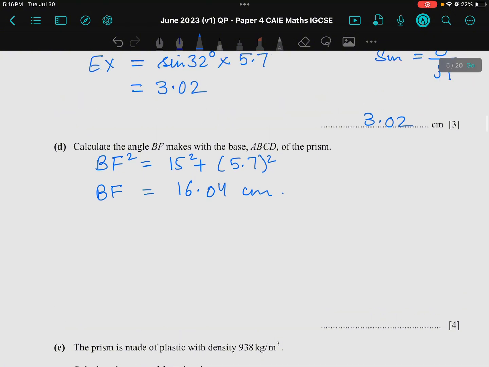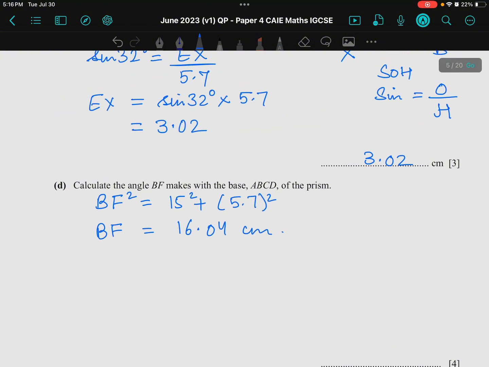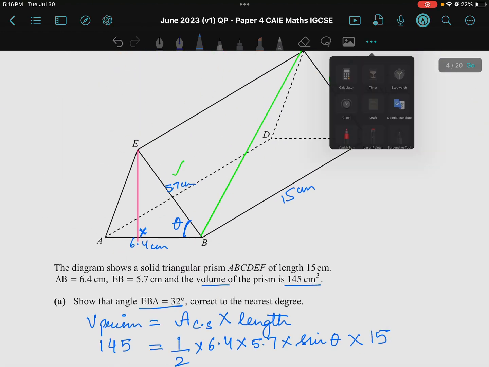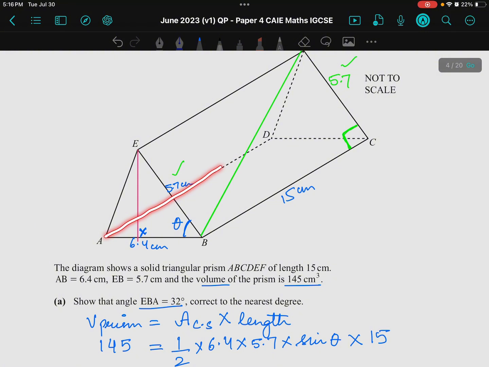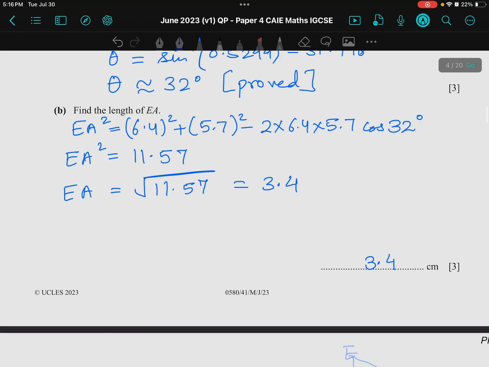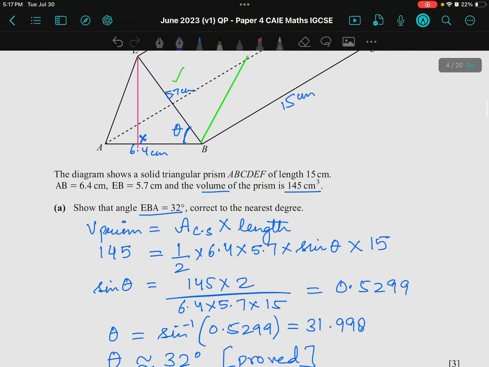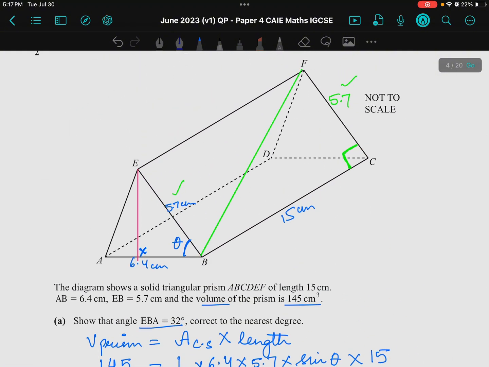which will give me BF is equals to 16.04 centimeter. Now we have to calculate the angle BF makes with the base ABCD of the prism. What is the base? This is the base ABCD. This is the base. Now we have to calculate the angle BF makes. We have to find what the angle BF is making with this ABCD, the rectangle, the base.